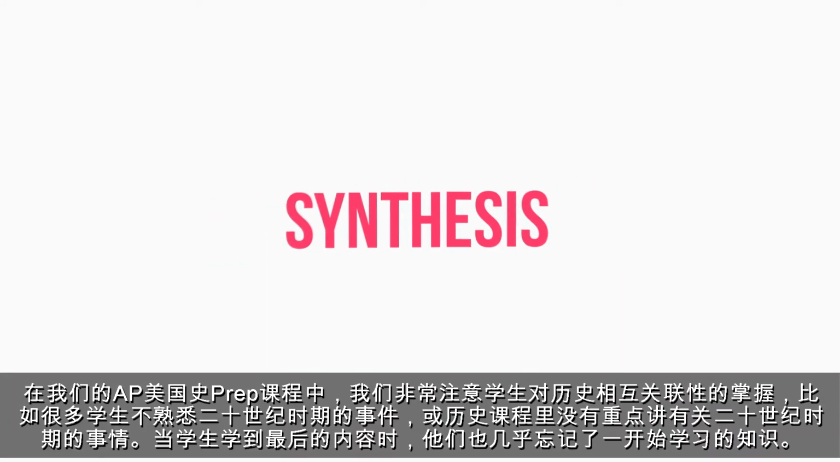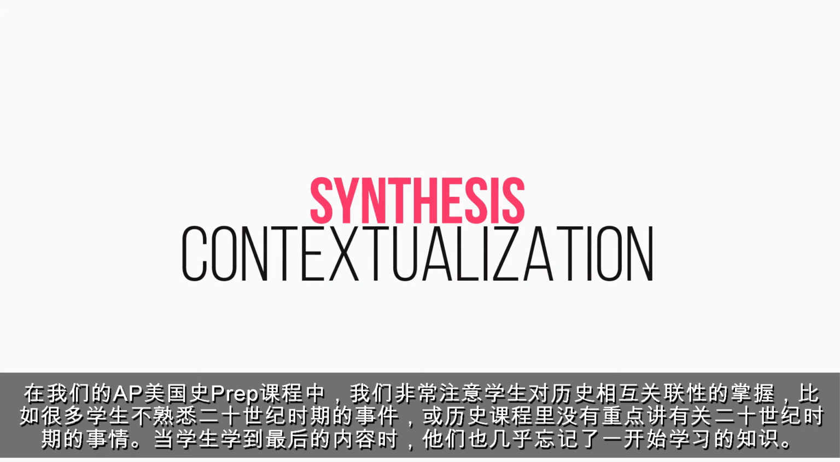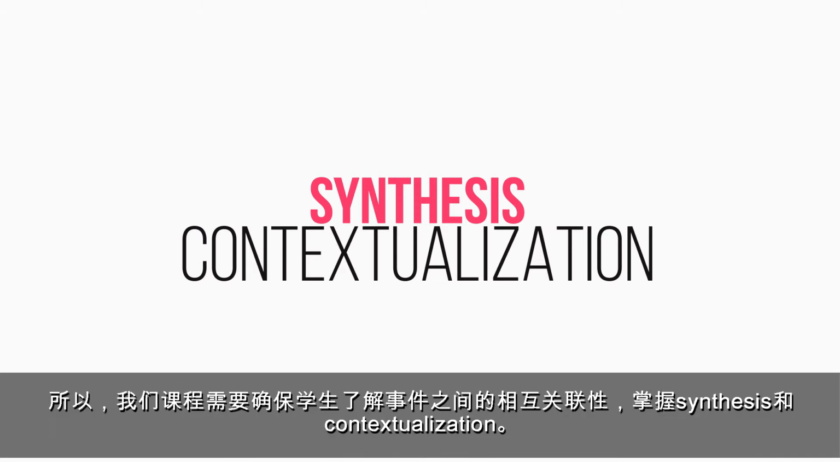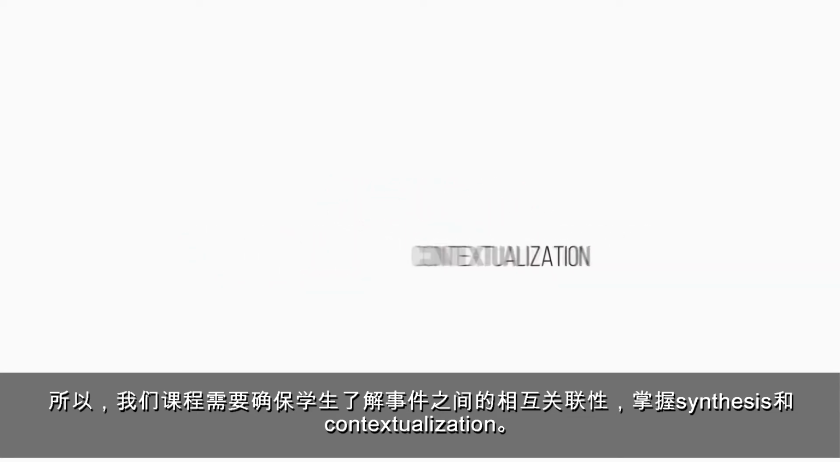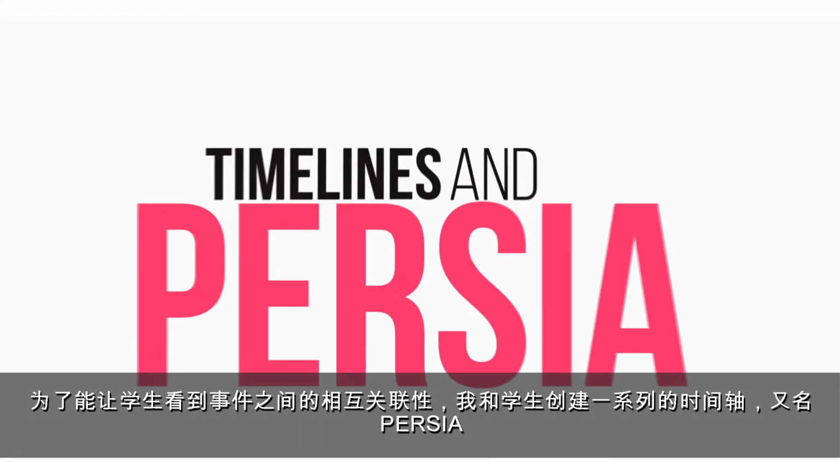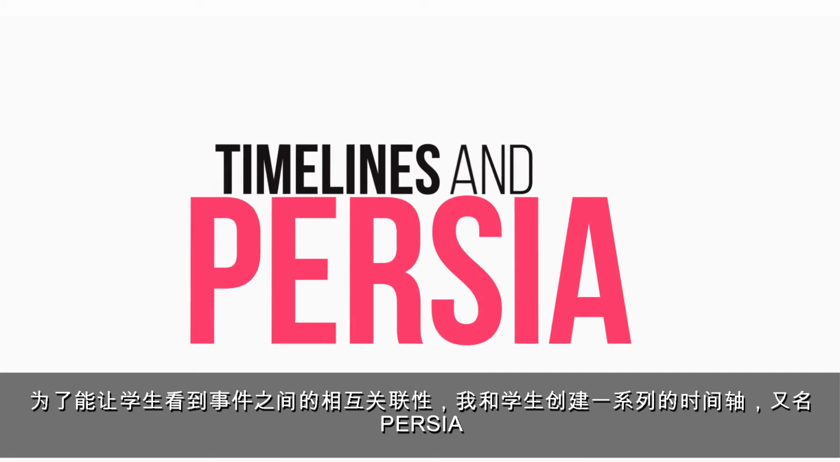The primary thing we try to look out for when we do the prep is especially that linear presentation, because a lot of students won't have gotten to some 20th century things, or the 20th century things are underrepresented in the curriculum that they've looked at. We make sure to see how those things all interact with each other and cover synthesis and contextualization points. We follow a series of timelines and the acronym PERSIA.